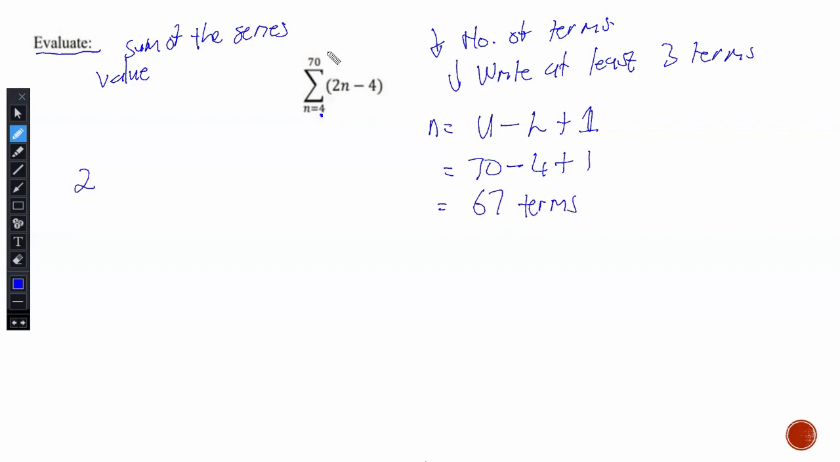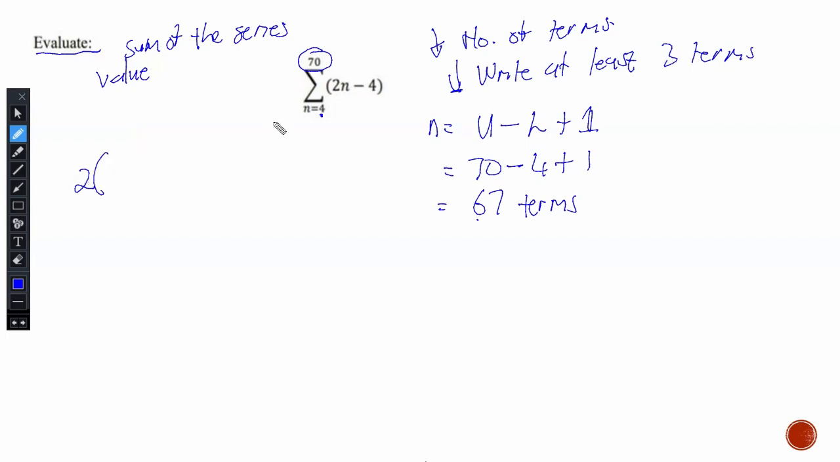So again, note, we don't have 70 terms. The 70 is the end index, but the start index is 4. So if we start from 4 and end at 70, there are actually 67 terms that we are adding. Okay, so now, number 2, write at least 3 terms.